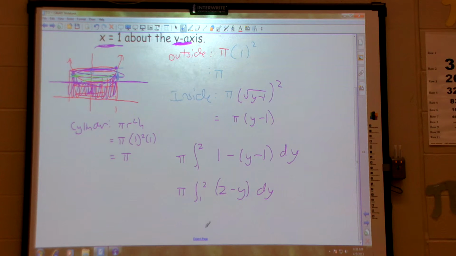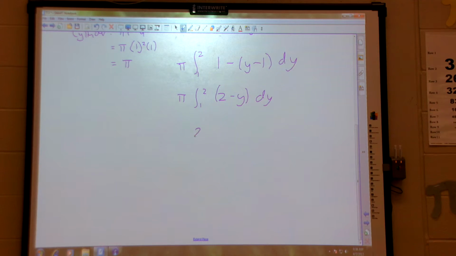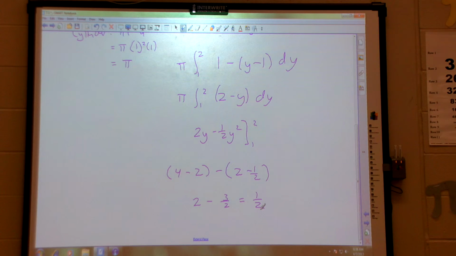Okay, so I'm going to have 2y minus 1/2 y squared, evaluated from 1 to 2. We'll worry about the pi later. Plug in 2, I'll get 4 minus 2. Plug in 1, I get 2 minus 1/2. So that'll give me 2 minus 3/2, which is 1/2. Put the pi back in. So I really have pi over 2.